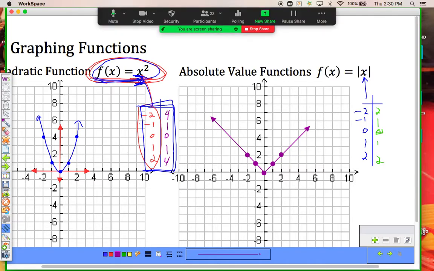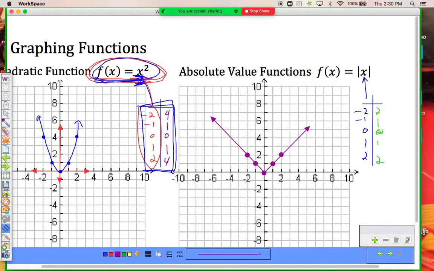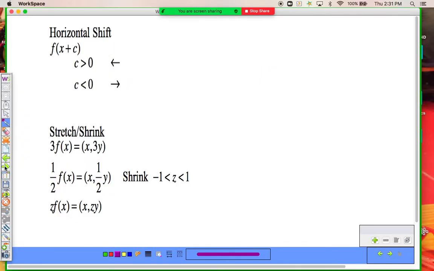Now what we're going to do is we're going to add numbers in different places, and we're going to see what happens. All right, so before we move on, the 5 points for each of these are points that we're going to have to be able to graph without really having to think too much. We're just going to know this is what my U looks like and my V.